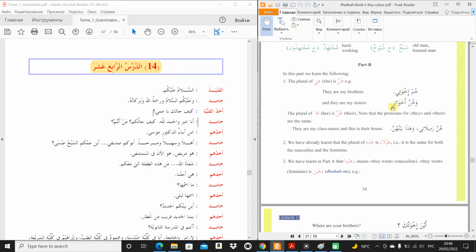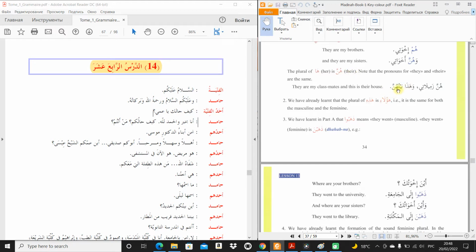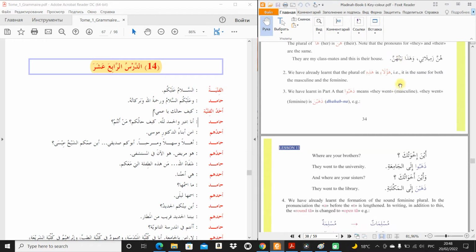Part A was dedicated to plural stuff. Part B was dedicated to feminine stuff like hunna, which means they, feminine, or hunna in the end, in the meaning of the possessive pronoun, means their. بيتهن, their house, their, feminine. Also, we learned that هؤلاء is also used for feminine, and it means these.